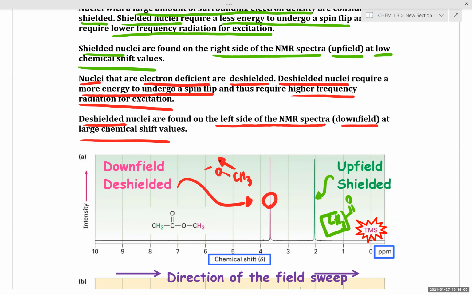Does that make sense to everyone? Professor, what do the terms downfield and upfield mean? Oh, sorry. I'm sorry, never mind. I answered my own question. So downfield, these are protons on the left-hand side at large parts per million values, while upfield protons are on the right-hand side at small parts per million values. Does that make sense? Yes, thank you. Perfect.